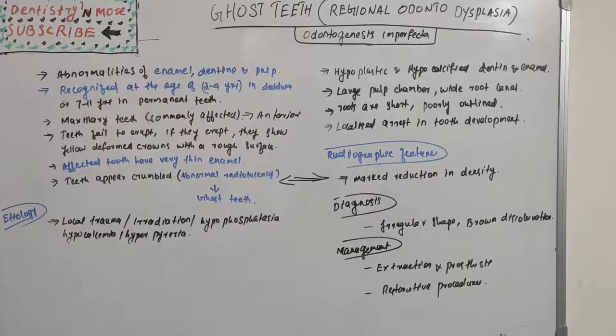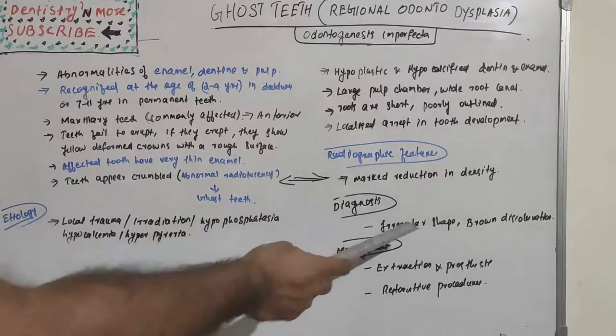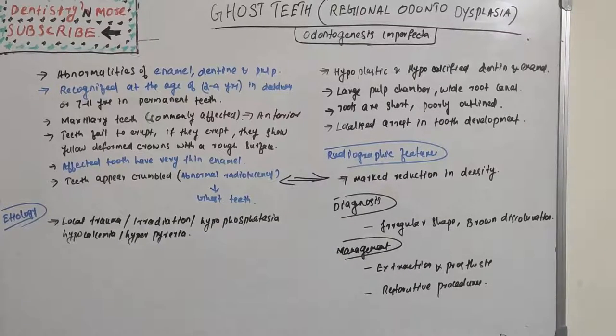In this case, the roots will be very short and poorly outlined, and there will be localized arrest in tooth development. It is most commonly diagnosed by the clinical appearance and radiographic appearance. There will be irregular shaped brown discoloration, and radiographically we can easily see the ghost appearance of the tooth. For management, either we can do extraction of these teeth and undergo prosthetic rehabilitation, and also restorative procedures such as root canal treatment can be done. So it depends on the patient's clinical profile.